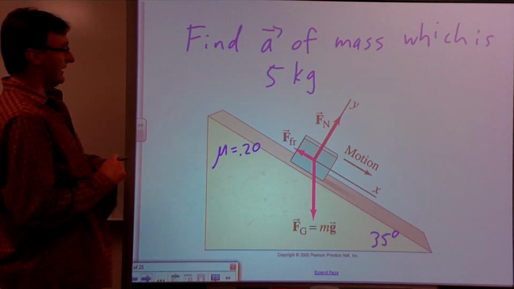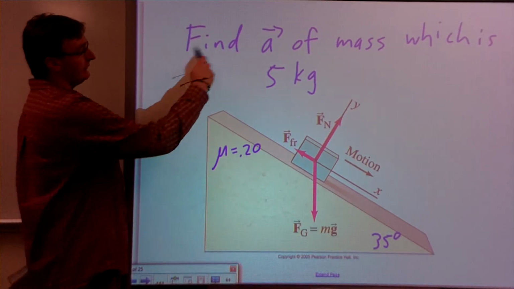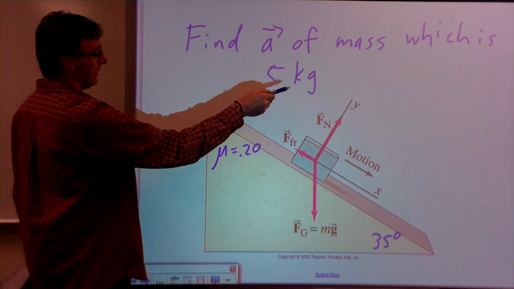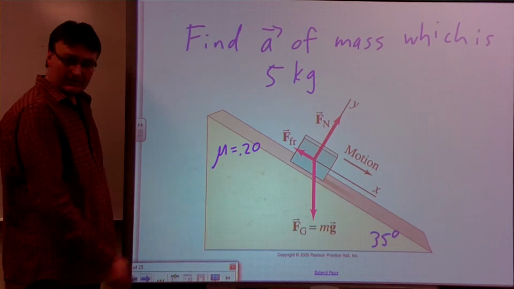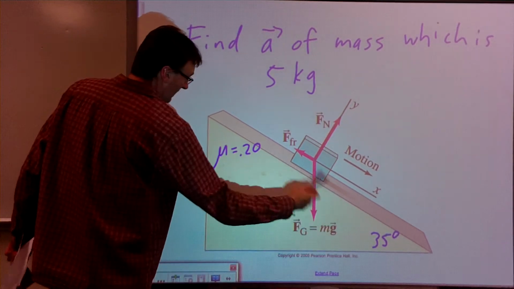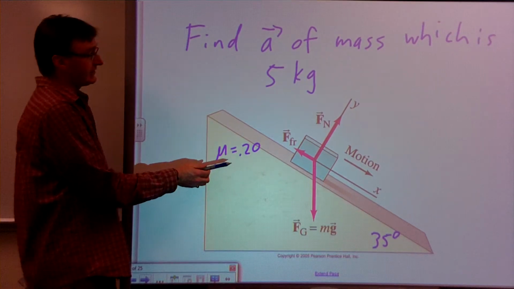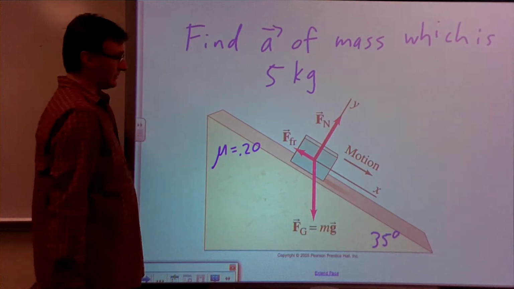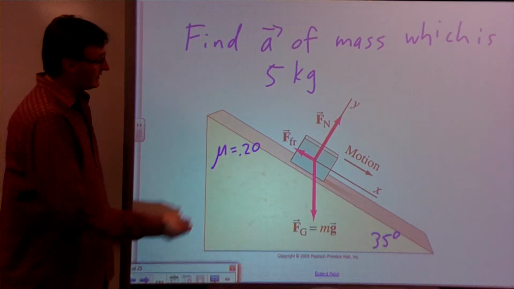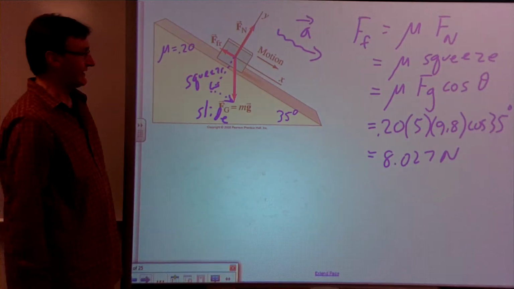All right, so here's an example. We'll put some numbers in. Find the acceleration of the mass, which is 5 kilograms. We're given the angle of the inclined plane, the coefficient of friction, and the mass of the object, which is 5 kilograms. So we want to determine its acceleration.